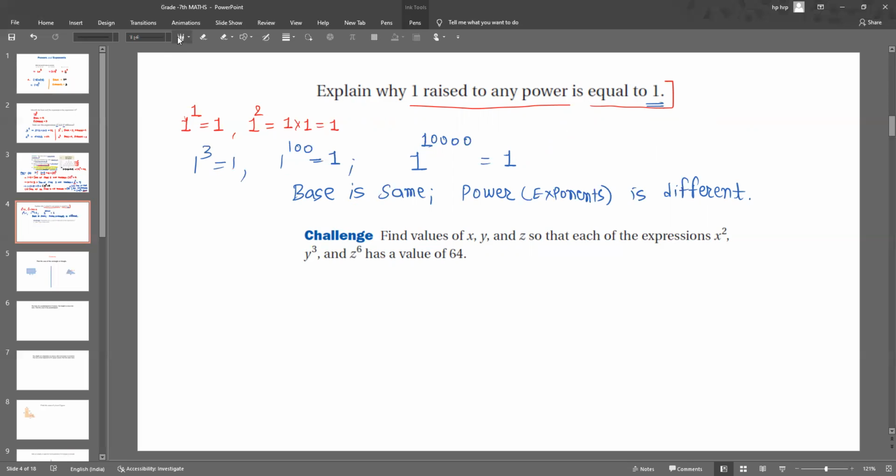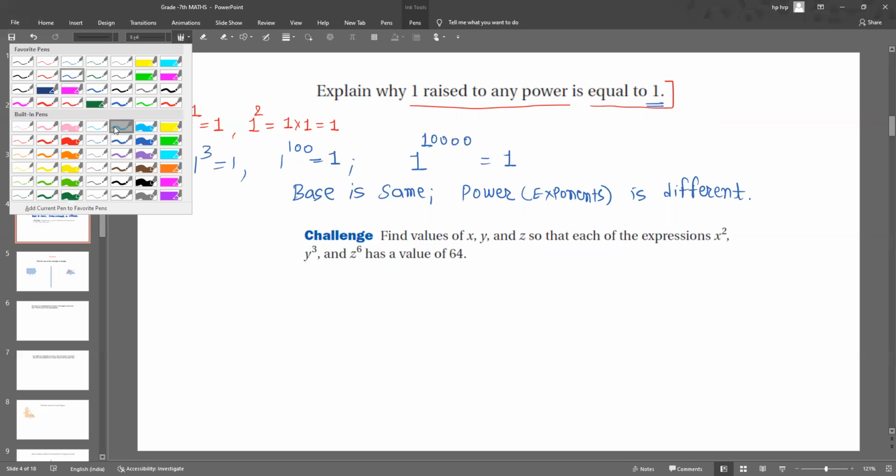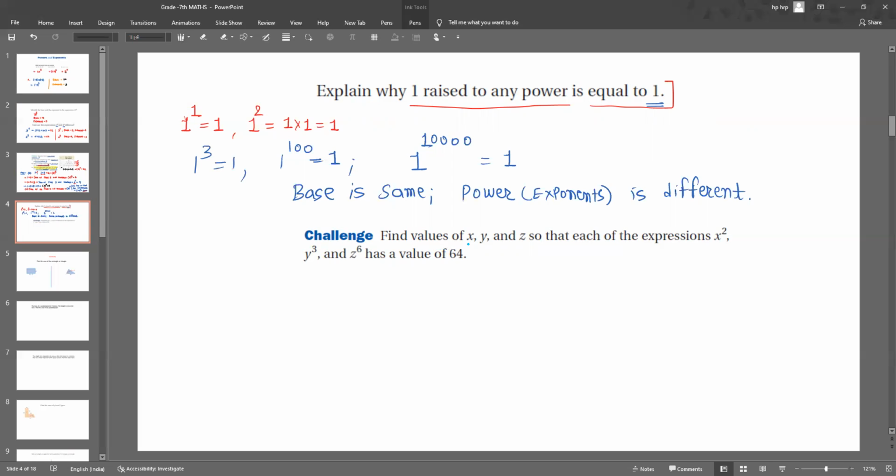Okay, now I give you this question, you can try to solve this one. Find the values of x, y, and z so that each expression x square, y cube, z raised to 6 has a value 64.